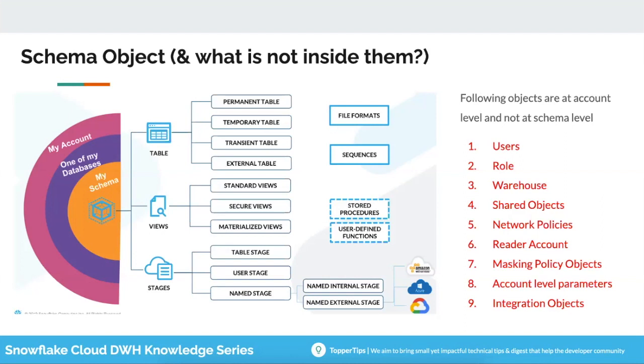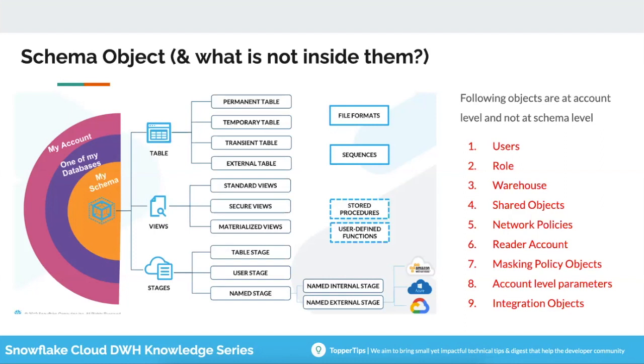And your schema contains tables, views, and stages. Your table will have permanent, temporary, transient, and external tables. Then it will also have views like standard views, secure views, and materialized views. Then the stages will have a table stage, user stage, and named stage. The named stages are also of two kinds, internal and external stage, and the external stage can be mapped to AWS, Azure, or GCP. The file format and the sequence objects are other objects, along with stored procedures and user defined functions. So all those things belong to a schema. So you really need to keep this picture in mind.